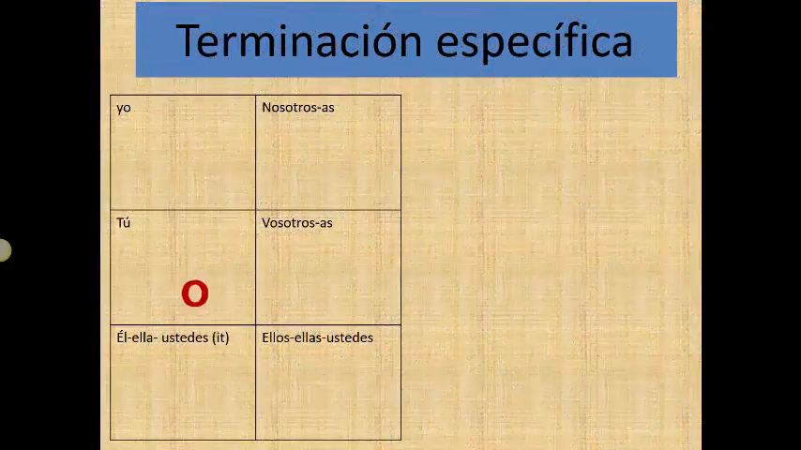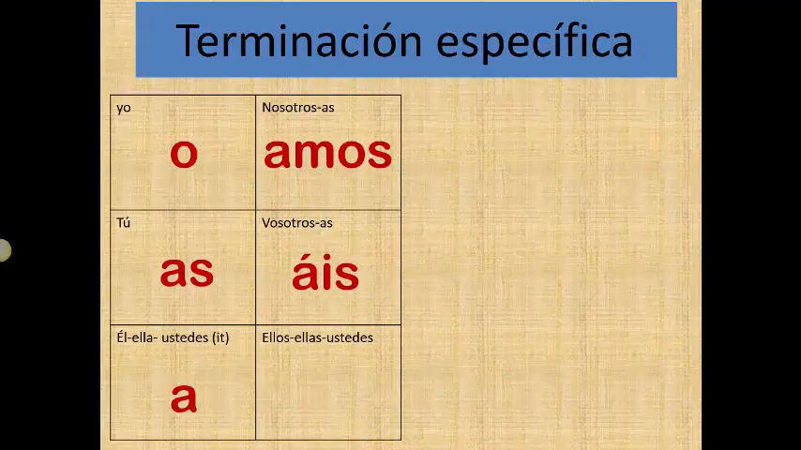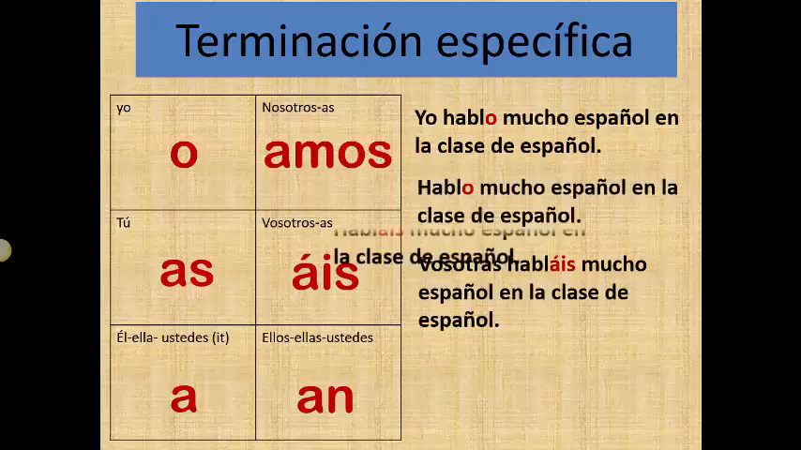And that's really the concept, okay? There's your pattern: o, as, a, amos, áis, an. And I don't believe you have this in your notes, but terminación específica, all we're saying is that each ending is specific to each subject. So if I want to say I sing, it's always going to be yo canto. If I say yo cantas, I would be wrong, right? Because the ending of as is for tú, not yo. And that's really all this is saying here, okay?